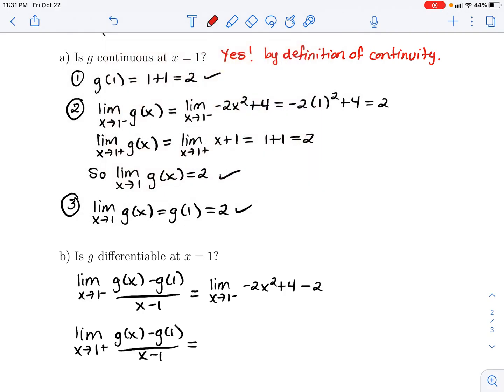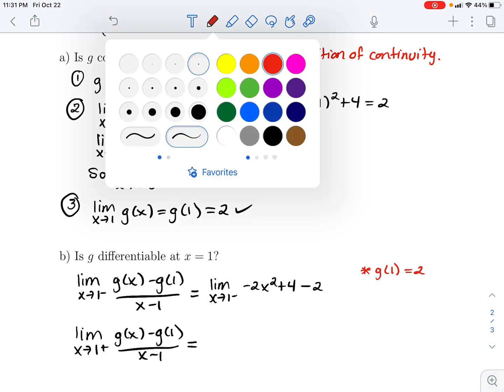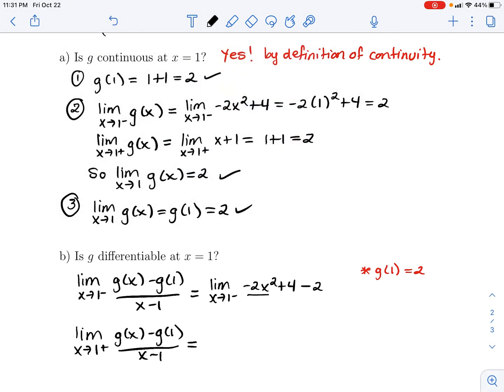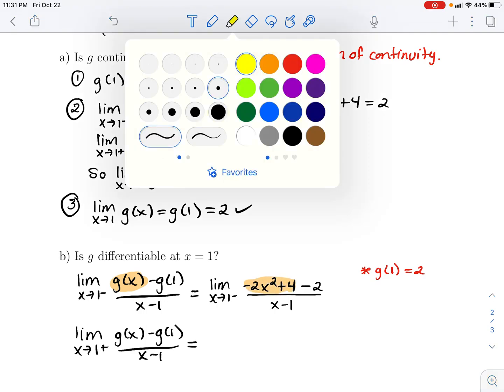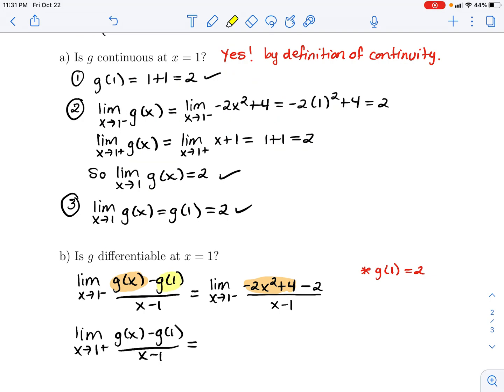Okay, so here, as a side note, g of 1 is equal to 2. That's where I was getting that from. I was just plugging in g of x and g of 1. Maybe it might be helpful if you see me highlight what I was doing. And this is my g of 1. Okay. And I'm probably going to need more room here.